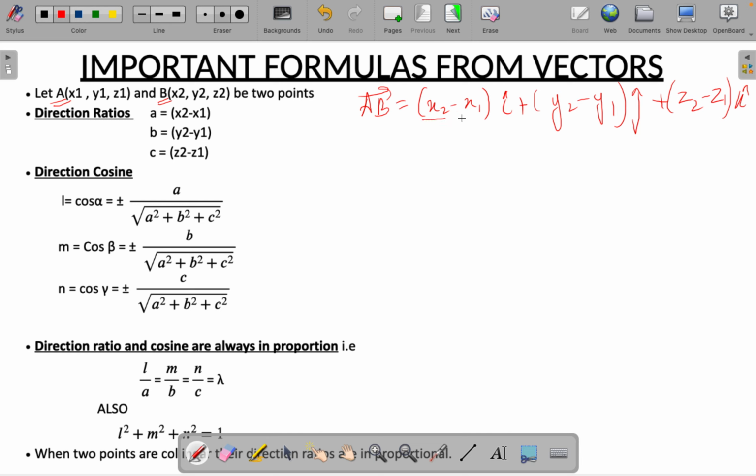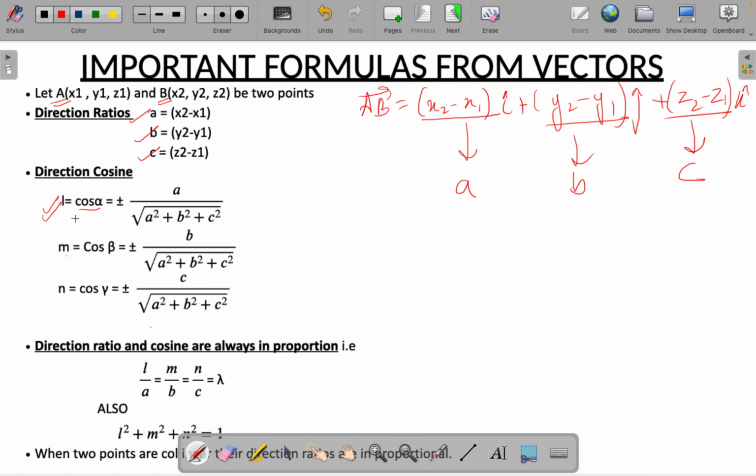Now you should know that the coefficients of i cap, j cap and k cap are known as direction ratios a, b, c. So direction ratios are a, b, c and direction cosines are either the cosines of the angles which the vector forms with the axes, that is l is equal to cos alpha, m is equal to cos beta, n is equal to cos gamma, or if direction ratios are given, we can also find l as plus minus a upon under root of a square plus b square plus c square. Similarly, m is plus minus b upon under root of a square plus b square plus c square. Similarly, n is plus minus c upon under root of a square plus b square plus c square.